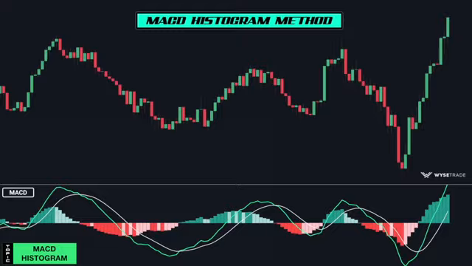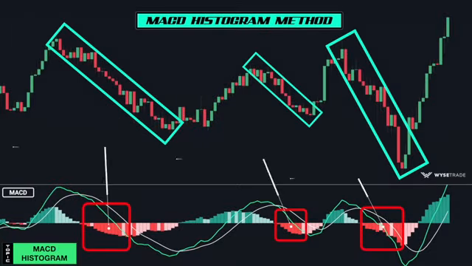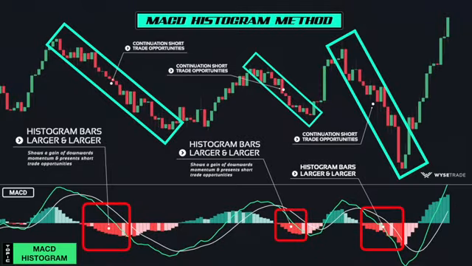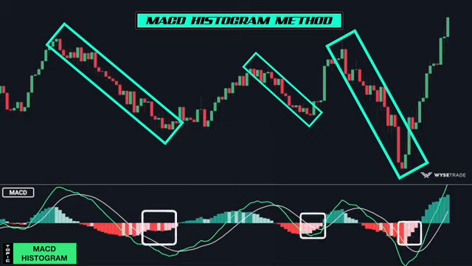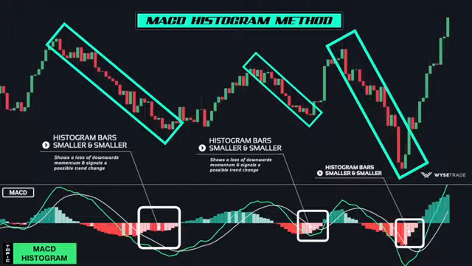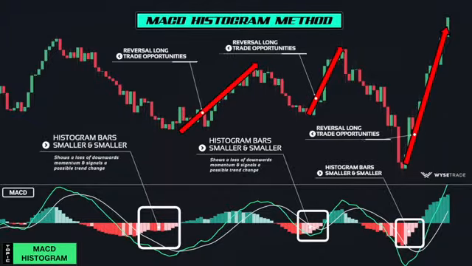Going in the opposite direction. In a downtrend, when you see the histogram bars getting larger and larger, it shows a gain of downwards price momentum, which then can be used for continuation trades short. But then, when you notice the histogram bars starting to shrink, it signals a loss of momentum and may result in a possible trend change from a downtrend to an uptrend, which then presents possible reversal trade opportunities long.